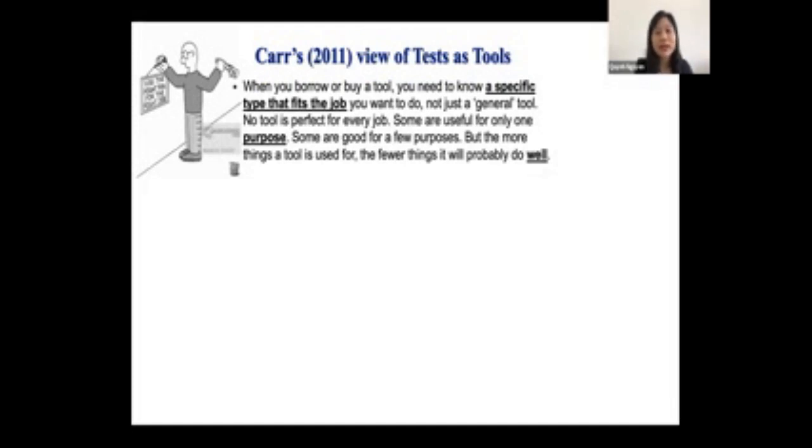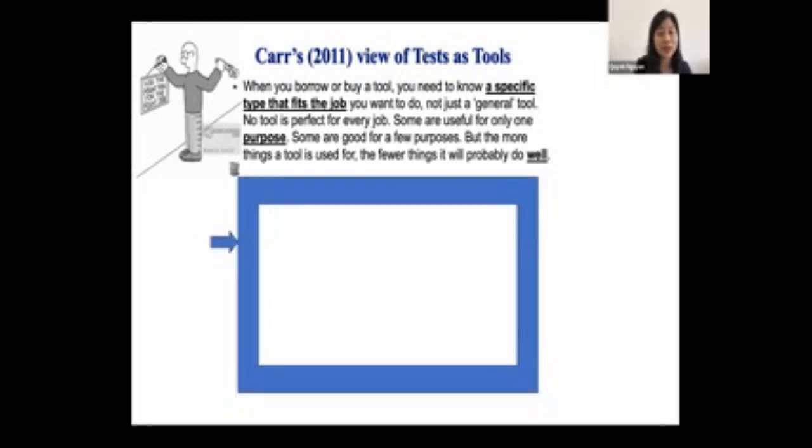I really like this definition, this viewpoint of test. And what does it tell us? First, it tells us that a test should accurately measure what it is expected to test. In other words, it should accurately measure the expected test construct.